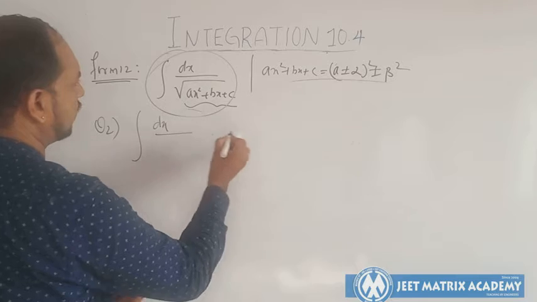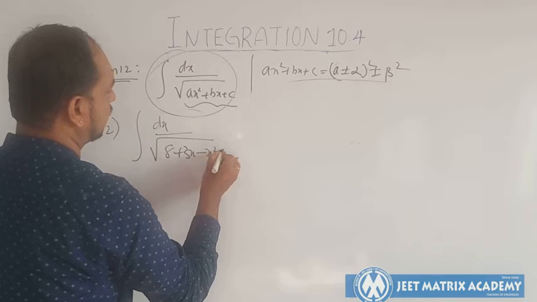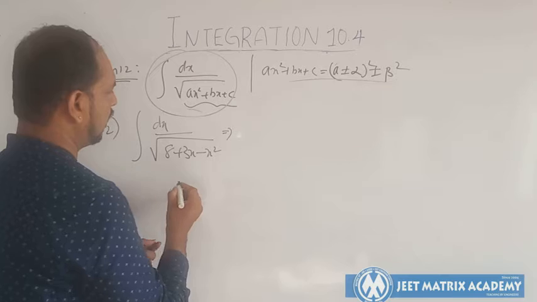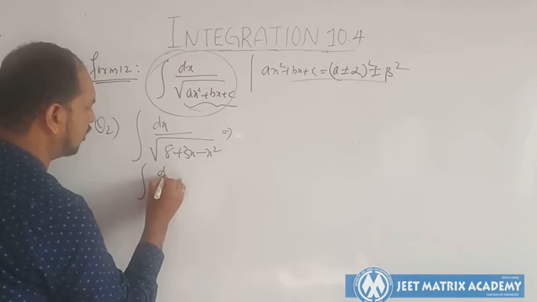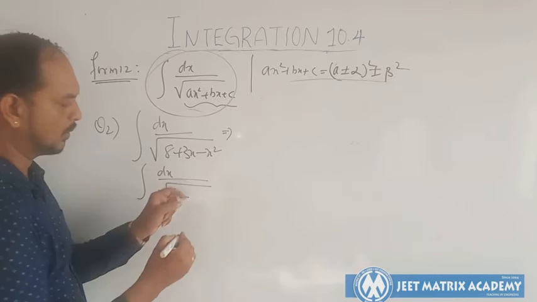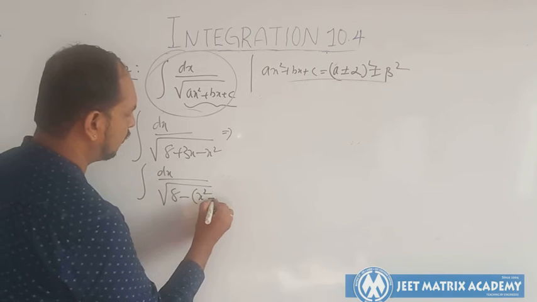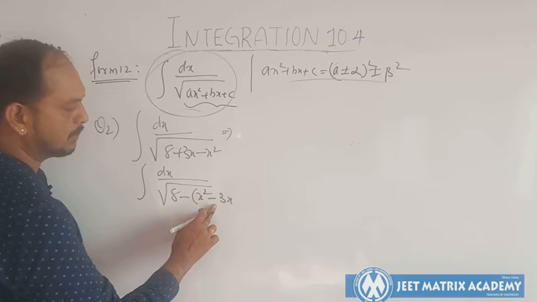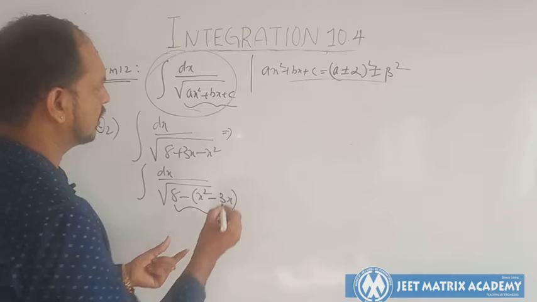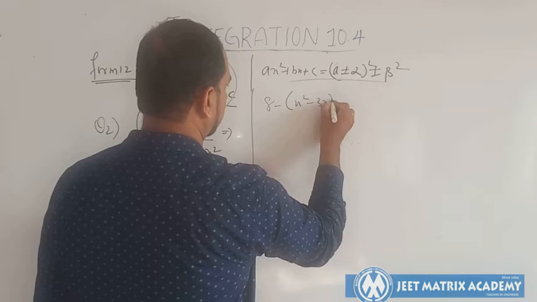Integration of dx divided by root of 8 plus 3x minus x square. Okay, so I can write integration of dx divided by root of 8 minus x square, this I'll take, minus x square with minus outside, start bracket. Okay, this is minus 3x, am I right? Minus minus becomes plus 3x. Now I'll take this and simplify.